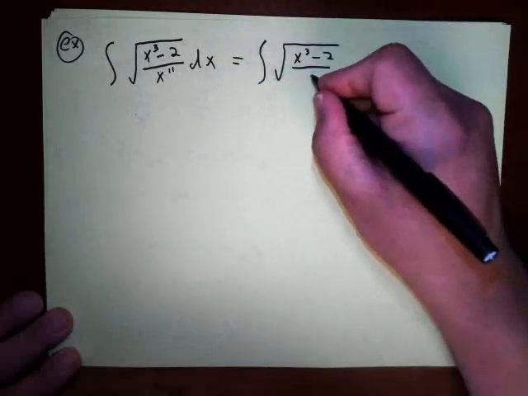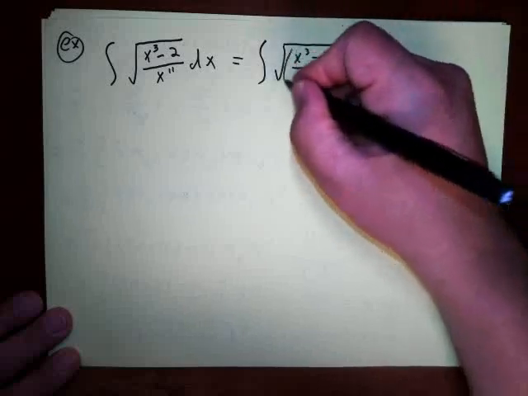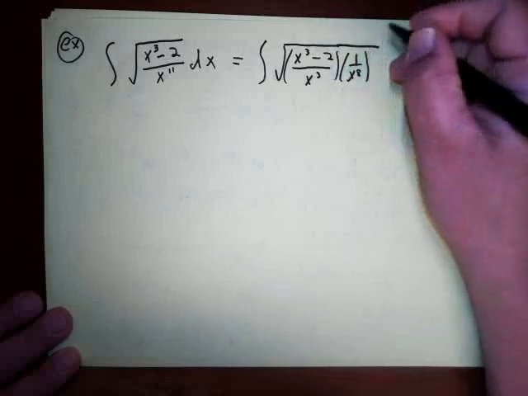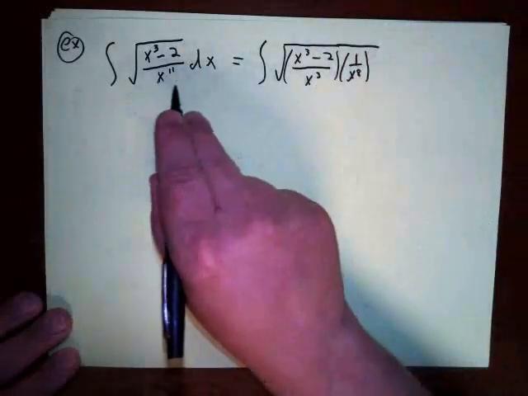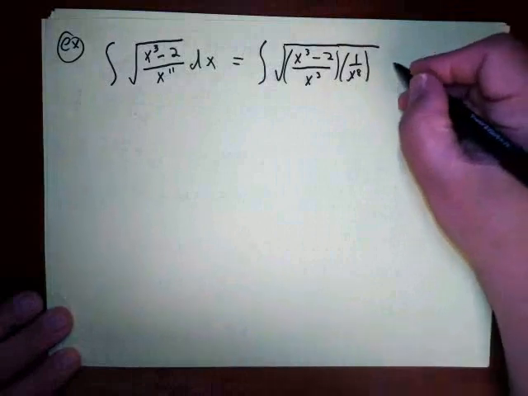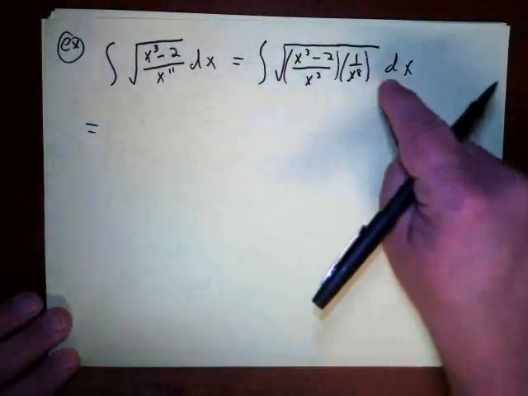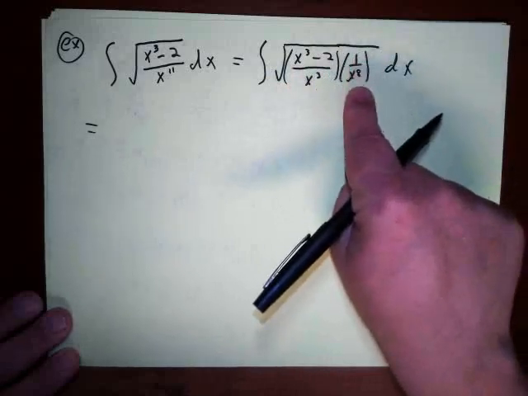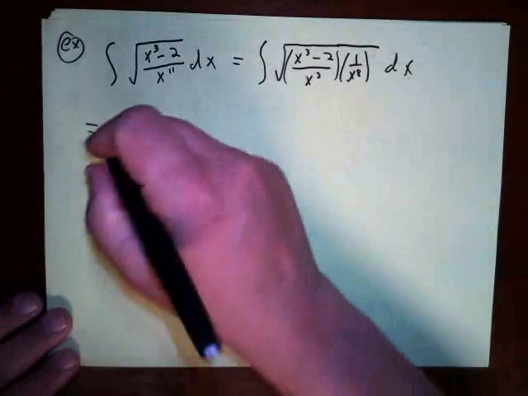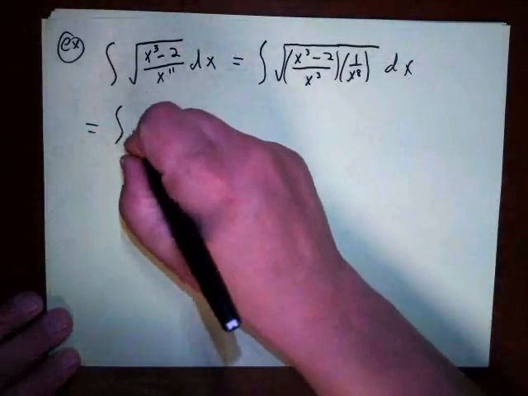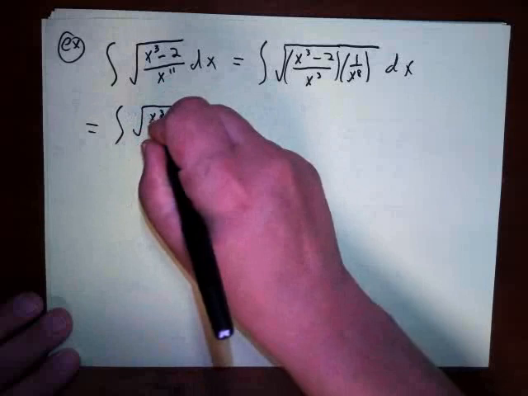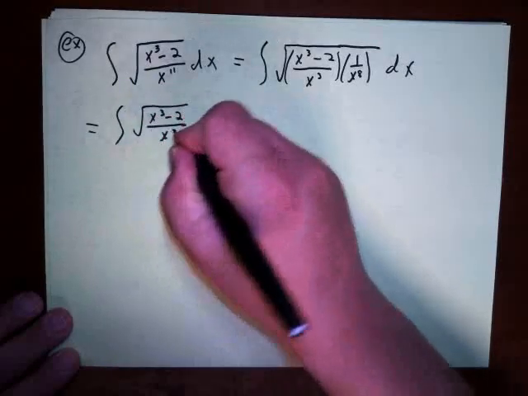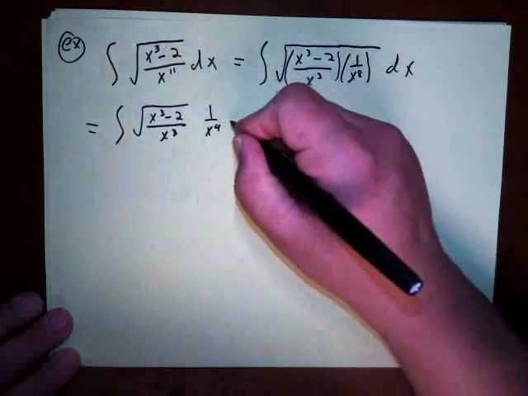break off. So I'm going to do x to the 3rd, and then break off an x to the 8th. In other words, if you multiply numerator and denominator, you'd get that. But the reason for doing this is that I can split up the radical, and this would be 1 over x to the 4th here. So I would get something like this, and then I'd have 1 over x to the 4th dx.